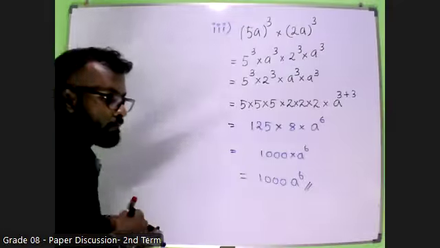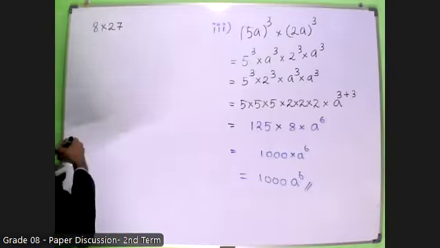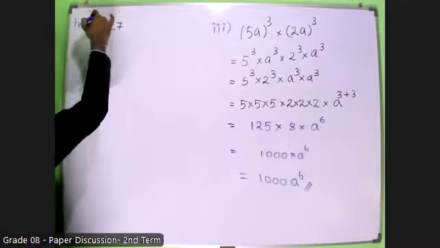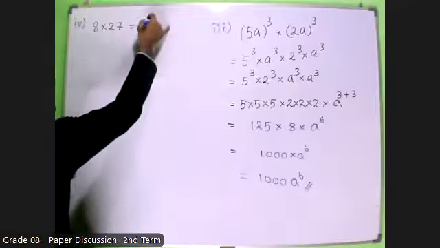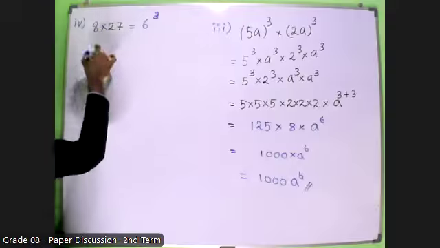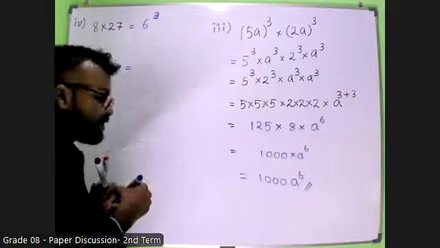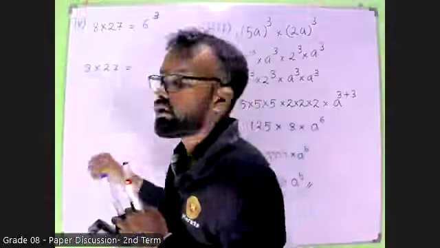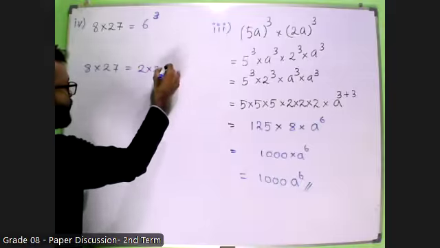So you have to show 8 times 27 is equal to 6 to the power 3. That is our fourth question. So I will take 8 times 27, using prime numbers. How can you write 8? You can write 8 as 2 times 2 times 2.